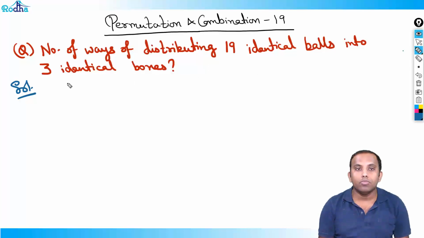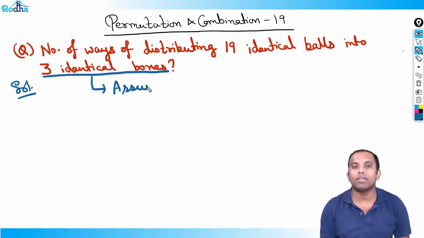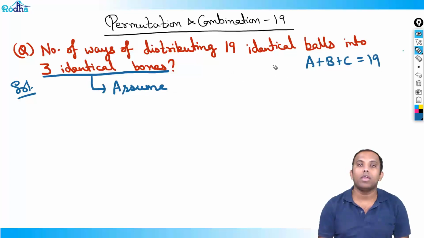What you can do is assume this. There are 3 identical boxes. Assume these boxes to be different. Get this concept right. The answer is the same as the unordered solution of the equation a plus b plus c equal to 19 that we discussed in the previous video. But why? Just get this concept right.